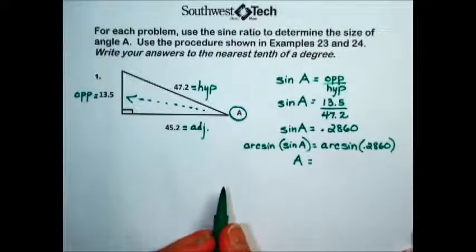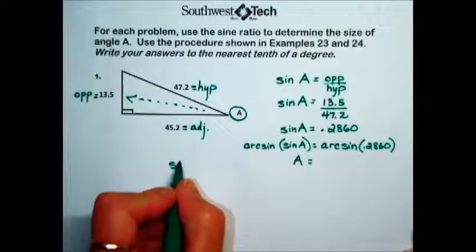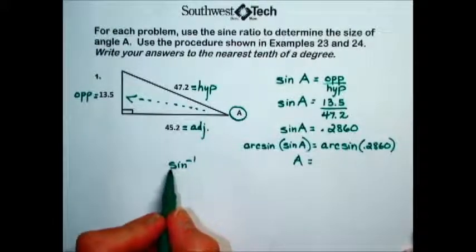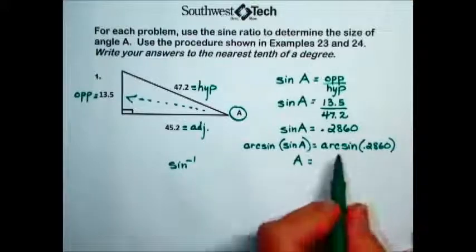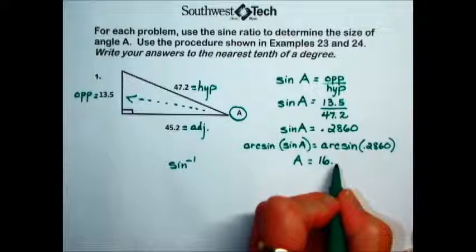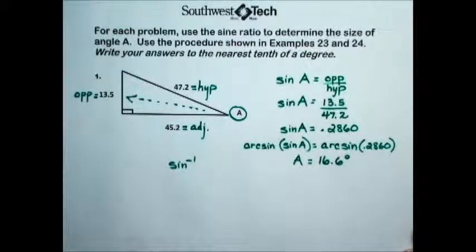The arc sine of a sine gives us the angle A, and the arc sine of 0.2860 using your calculator. Generally, the steps are using the second or inverse function of your sine key to activate the arc sine, which sometimes is displayed this way. And when we do that, rounding that value from the calculation to the nearest tenth, we find that angle A has a measure of 16.6 degrees.